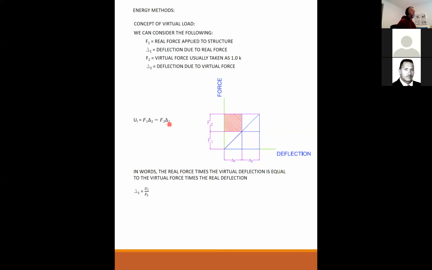Why is this useful? Because if I can know what the internal energy is, then I can find the real displacement by taking the internal energy and dividing by the virtual force. Remember, the virtual force is 1 kip. So the real deflection is equal to the internal energy divided by a virtual force of 1 kip. Any questions?